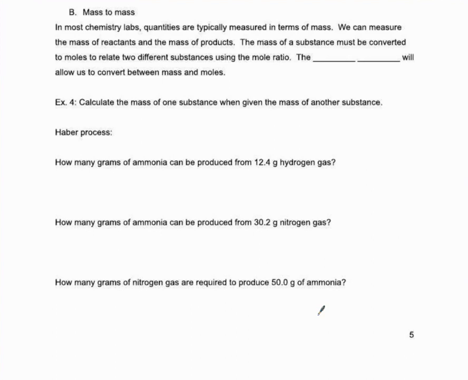The mass of a substance first needs to be converted to moles in order to relate the two different substances. Remember, for the mole ratio to work, things have to be in moles. In order to do this, we're going to use the molar mass, and it will allow us to convert between mass and moles. Let's highlight this. Must be converted to moles.